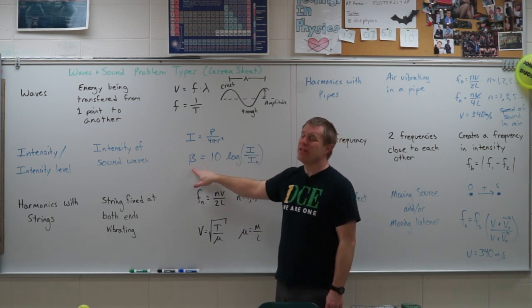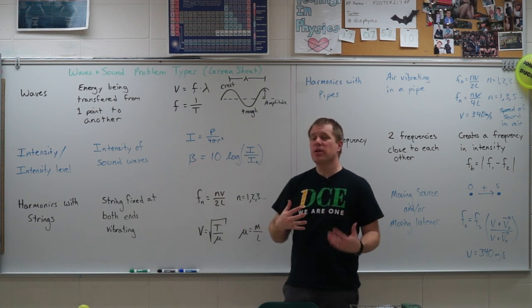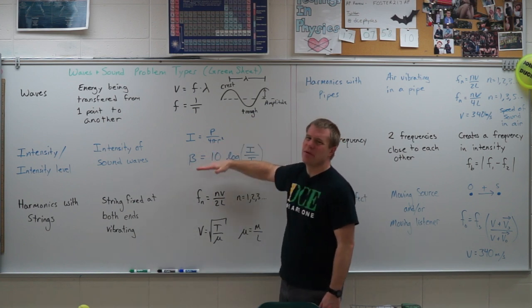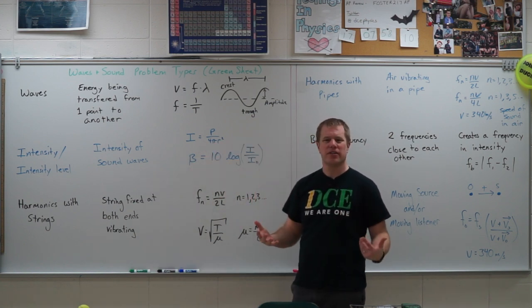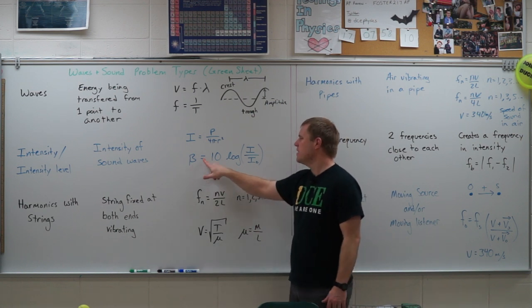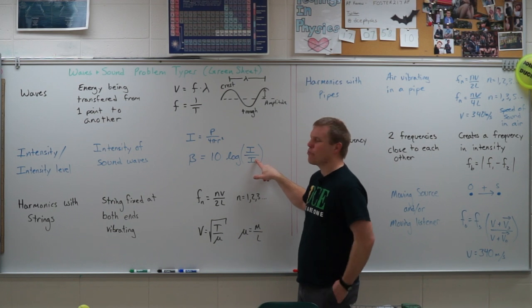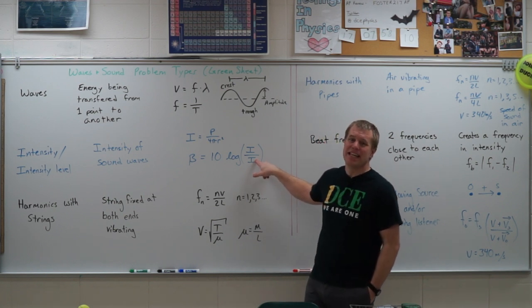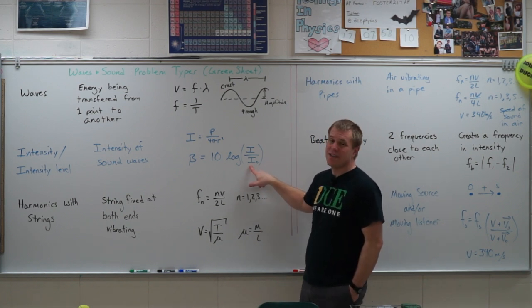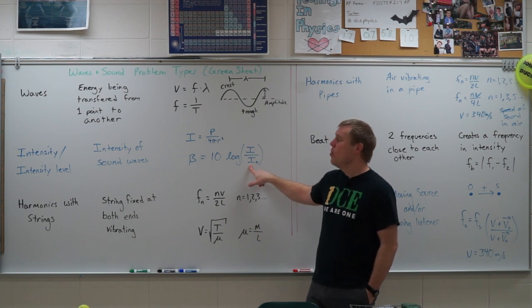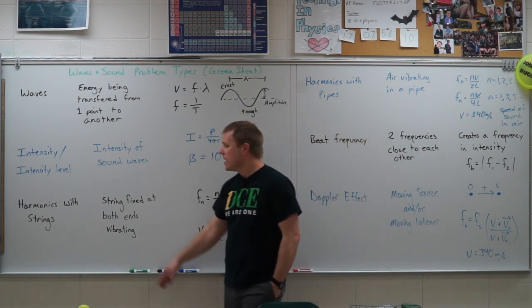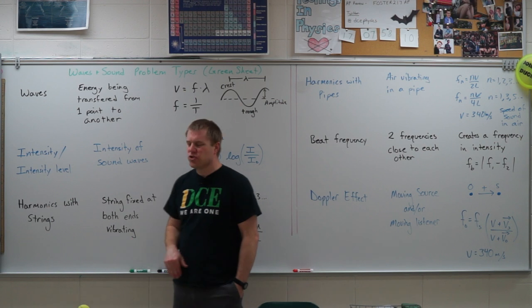Beta, this is the sound intensity level. So this is what we use to talk about intensity, but maybe in a scaled version that's a little easier to understand. So the sound intensity level is equal to 10 times the log of the intensity divided by the threshold intensity, the minimum intensity you can hear, which is 1 times 10 to the negative 12th watts per square meter.